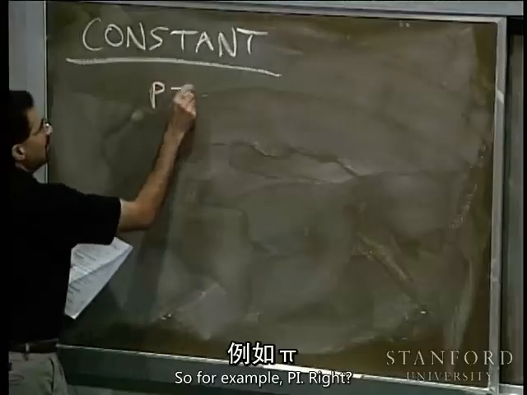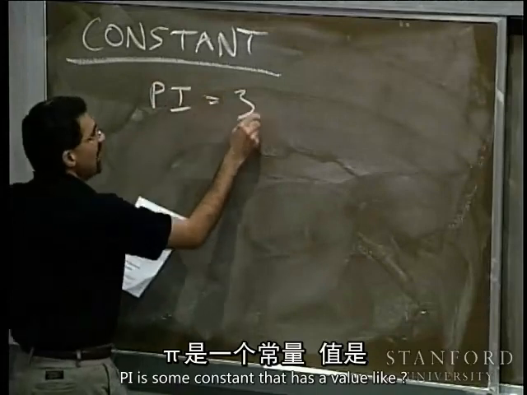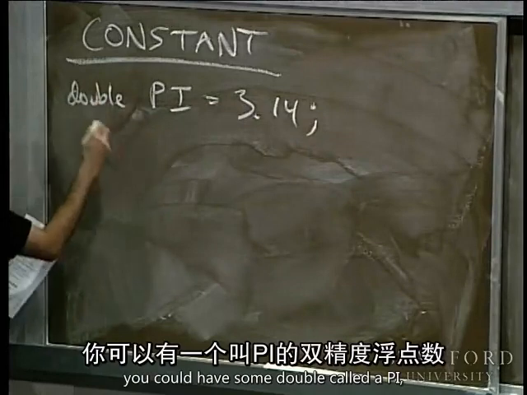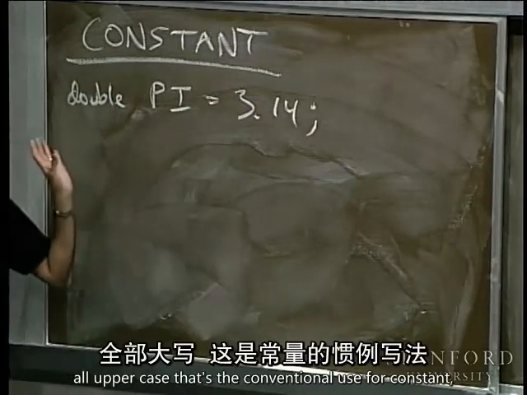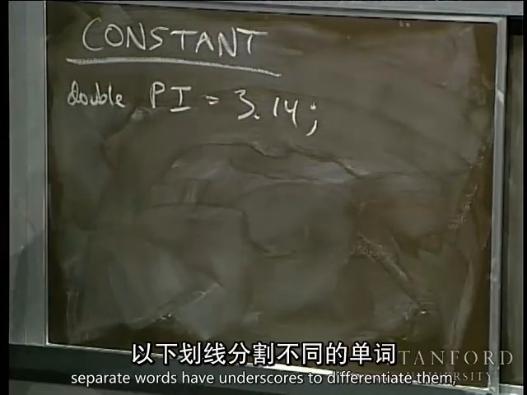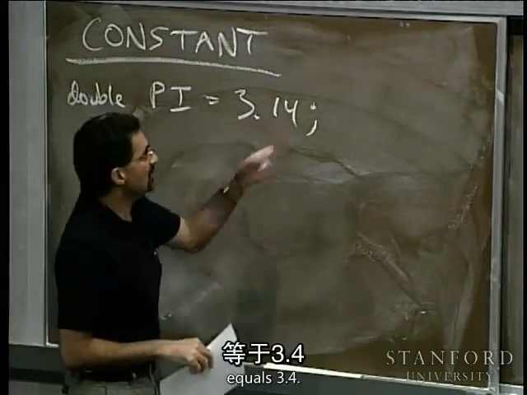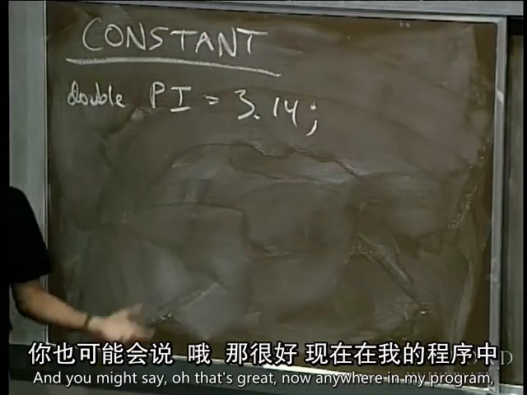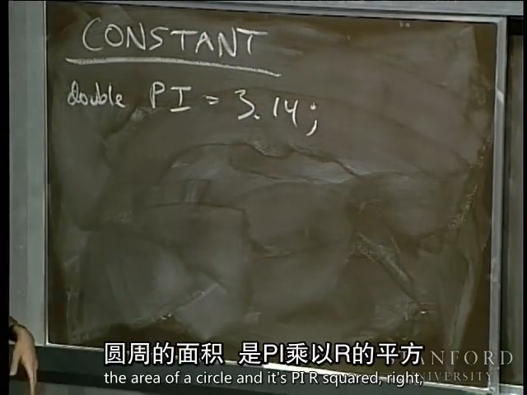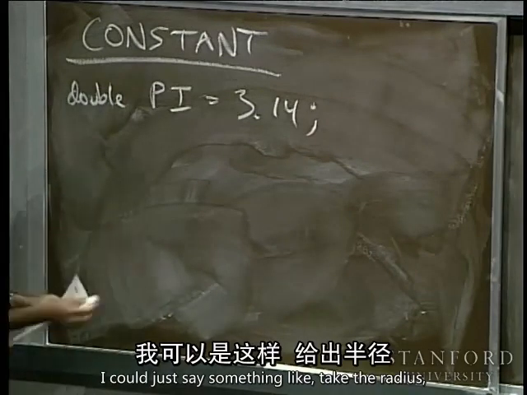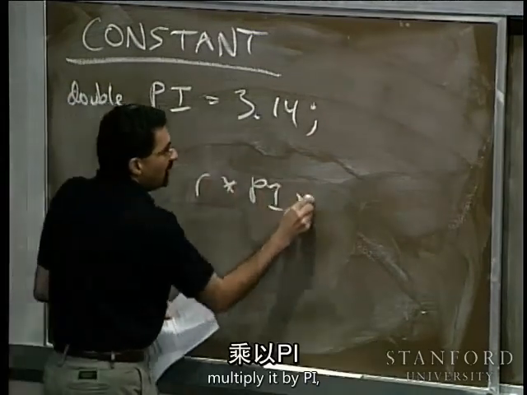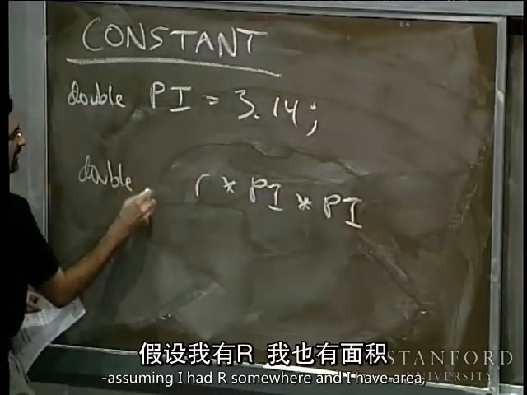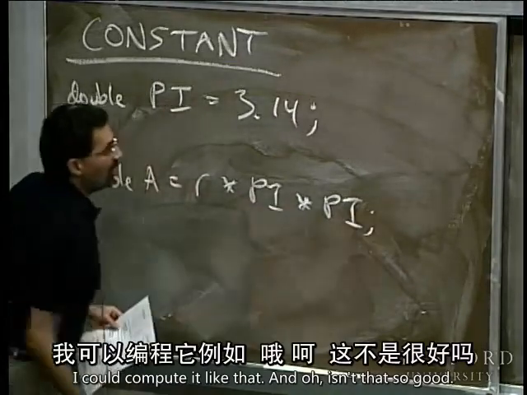So for example, pi, right? Pi is some constant that has a value like, let's just say for right now, 3.14. And so in your program, you could have some double called PI all uppercase. That's the convention we'll use for constants, they're all uppercase. Separate words have underscores to differentiate them. Equals 3.14. And you might say, oh, that's great. Now anywhere in my program, like if I'm computing the area of a circle and it's pi r squared, right? I could just say something like, take the radius, multiply it by pi again, and this would be my area, assuming I had r somewhere. Oh, and isn't that so good?